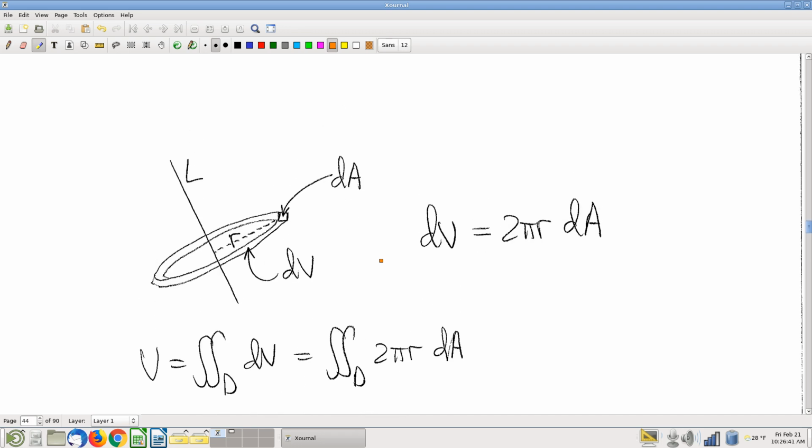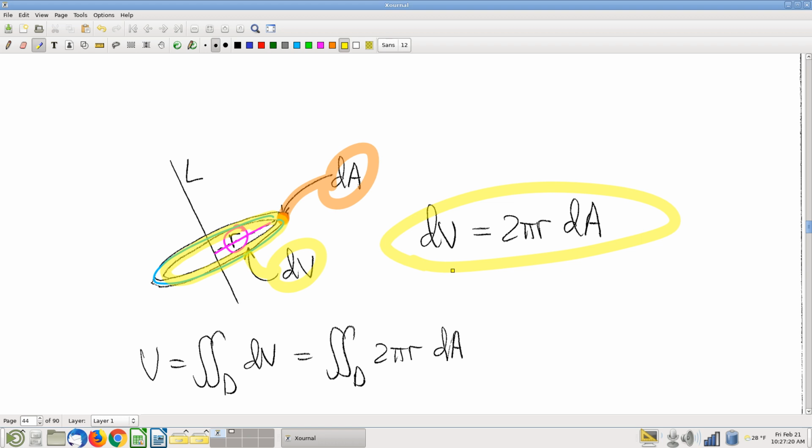So here's a little piece of area. We'll call that dA, and we'll say that little piece of area is a certain distance r away from the line that we're rotating around, and thus it travels a certain distance, which of course is 2 pi r, the circumference of a circle. And in doing so, we generate a certain amount of volume, which I'll call dV. I'm just going to make the observation that there's a formula for dV.